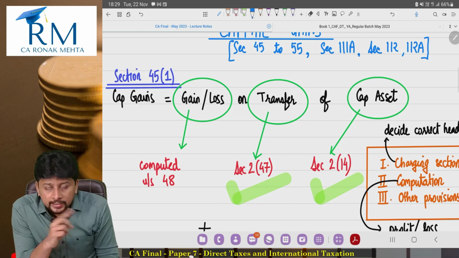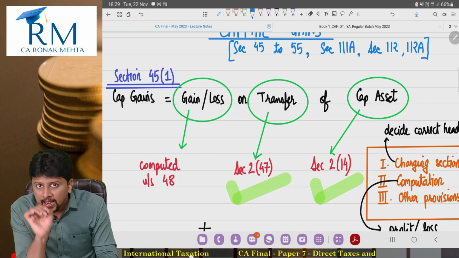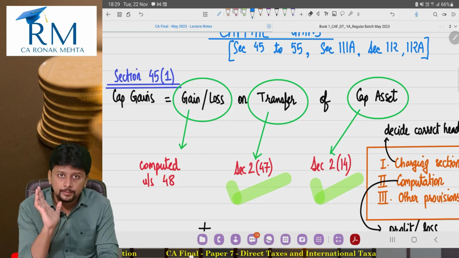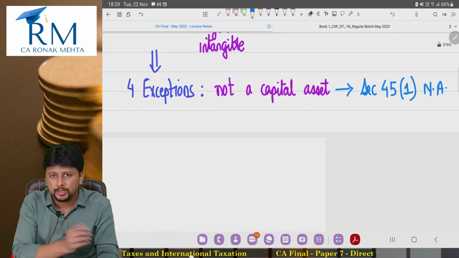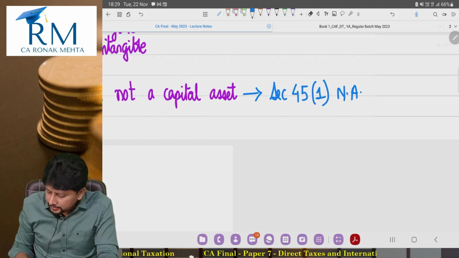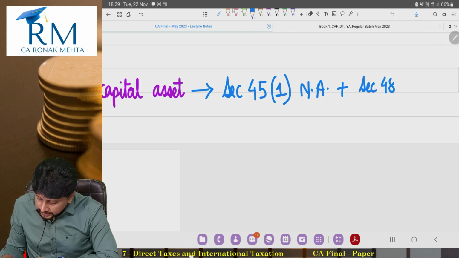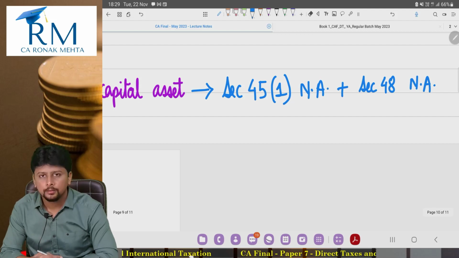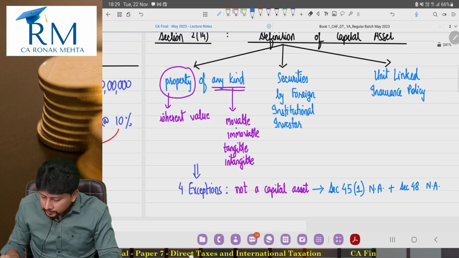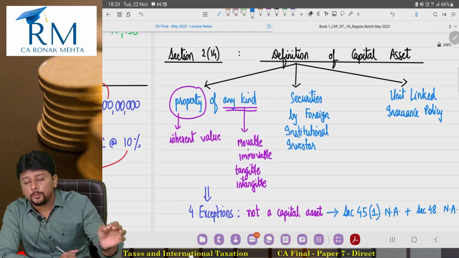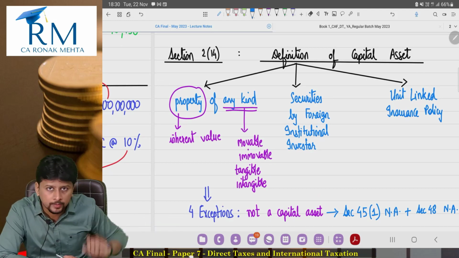For the charging section it is 45, and for 45 I need to have something as a capital asset. Now whatever is mentioned in these 4 exceptions, that's not a capital asset. So if it's not a capital asset, 45(1) is not applicable. Obviously that also means that I don't have to worry about the computation given under 48. 48 will apply if capital gains is the head, and here capital gains is not the head. So first part of the definition, property of any kind held by the assessee, but it has 4 exceptions. Now we'll keep that aside for about 2 minutes.